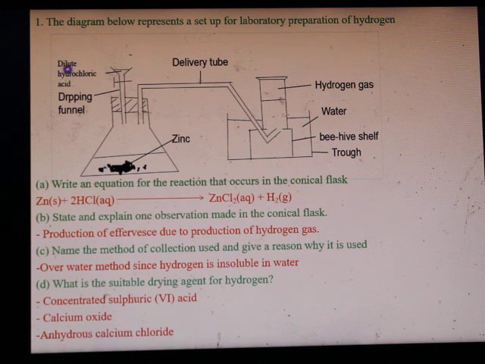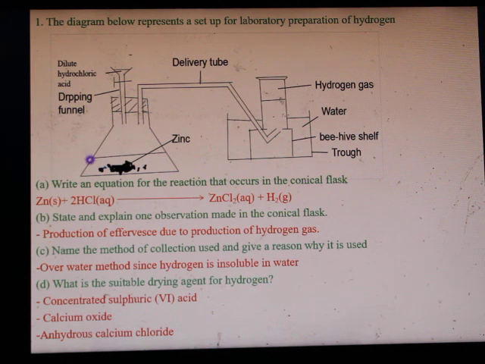There is dilute hydrochloric acid in a dropping funnel. There is zinc, delivery tube, then there is hydrogen. Finally, there is hydrogen here. The first question is: write an equation for the reaction that occurs in the conical flask.